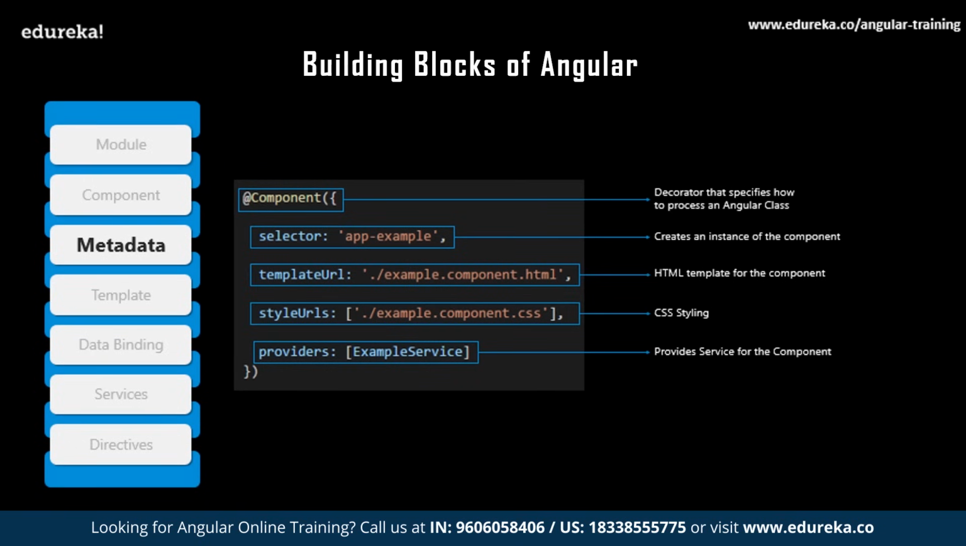Template URL, the module relative address of this component's HTML template. Alternatively, you can provide HTML template inline as a value of the template property. Providers. The providers array is nothing but an array of providers for the services that the component requires. So what exactly does a template do?